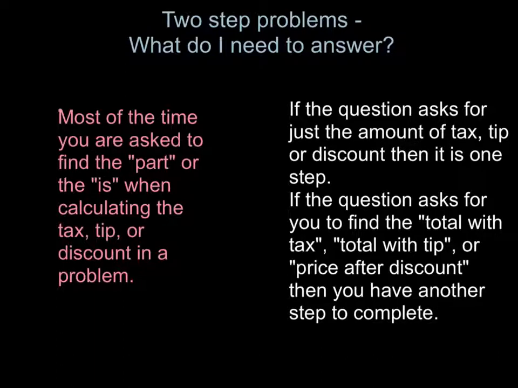And over on the right-hand side, here's a reminder. If the question asks for just the amount of tax, tip, or discount, then it is one step, meaning you just find the part. But if the question asks for you to find the total with tax, the total with tip, or the price after discount, then you have to complete another step. I'm going to do a couple of these on the next few screens, and then I'm going to have you stop and try one on your own.